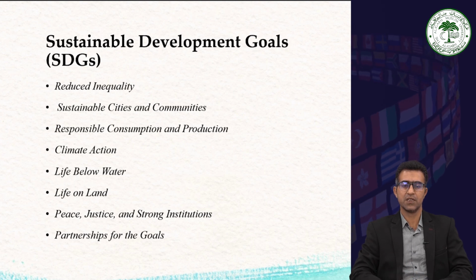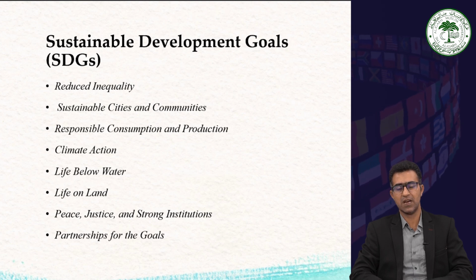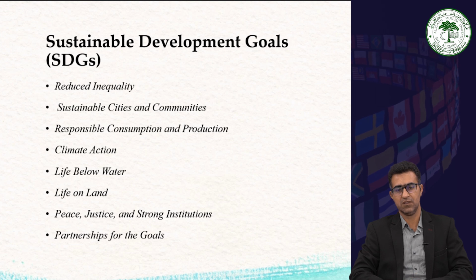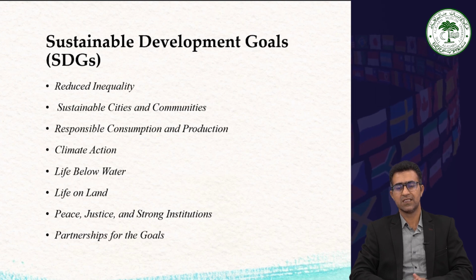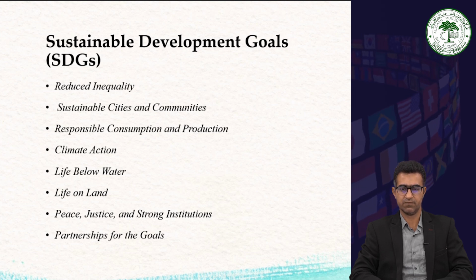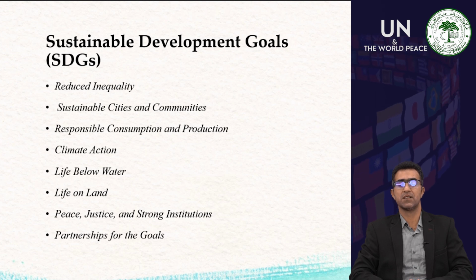The 12th objective is responsible consumption and production, means to ensure sustainable consumption and production patterns. So the target is to achieve sustainable management and efficient use of natural resources, to promote sustainable public procurement practices.